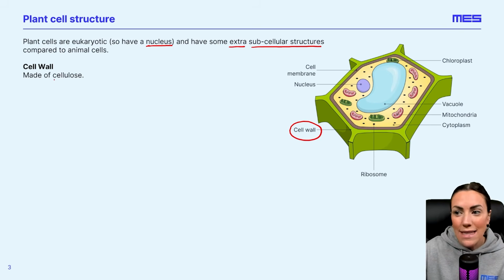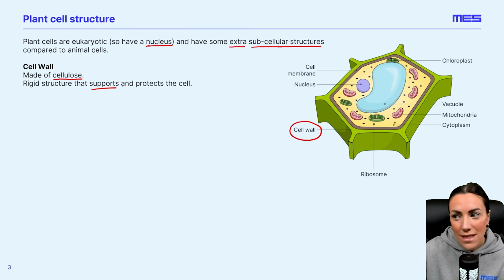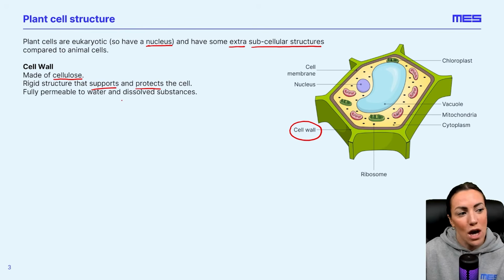The cell wall is made of cellulose, which is important to remember. It's a rigid structure. It supports the cell. It protects the cell. It's fully permeable to water and dissolved substances, so substances can pass through the cell wall. Remember, it's the cell membrane that we describe as partially permeable.